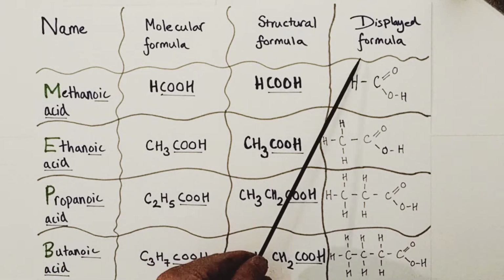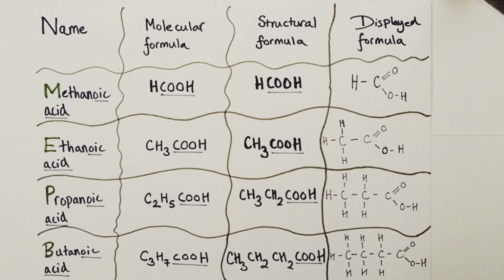The displayed formula gives us even more information still. It's not just how many atoms of different elements and how they are arranged, but also what's the bonding within this molecule. Is it a single covalent bond? Is it a double covalent bond? Where is that single or double covalent bond? So you can see that each movement along the column increases the information and opens up the picture of exactly how that molecule is structured.